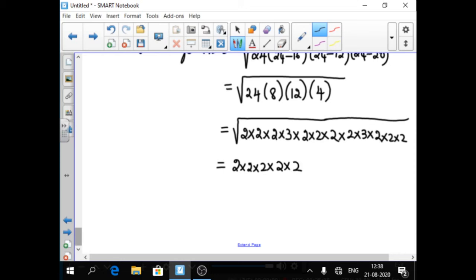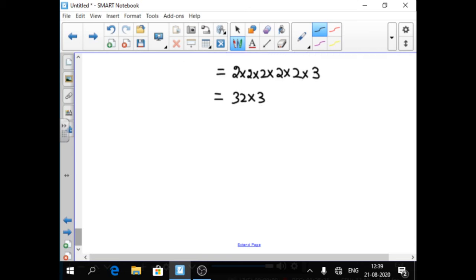Then we have a 2 3s, so you can take out 1 3. So what do you get the answer? 2 2s are 4, 4 2s are 8, 8 2s are 16, 16 into 2 is 32, 32 into 3, you will get 96, okay. 96 centimeter square, or otherwise you can use half into base into height, okay va?